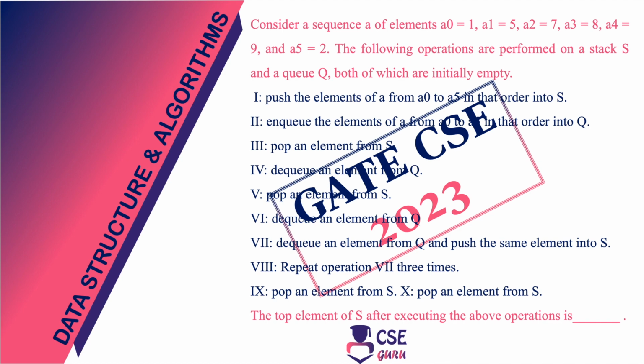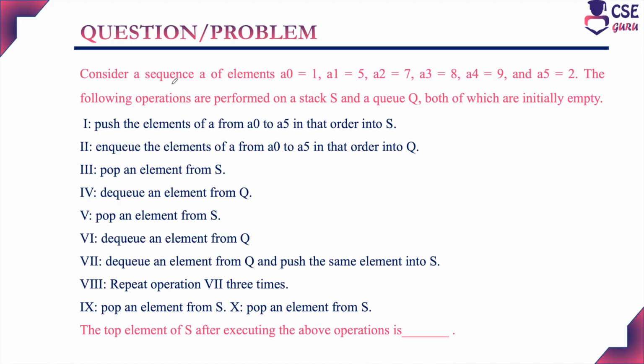The problem is raised in GATE CSE 2023. The problem is, consider a sequence of elements. A0 value is 1, A1 value is 5, A2 is 7, A3 is 8, A4 is 9 and A5 is 2.